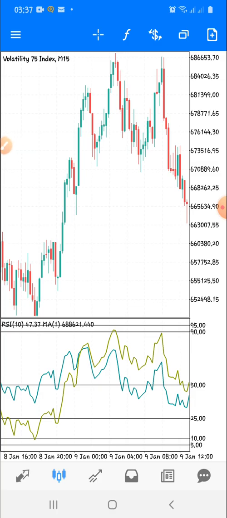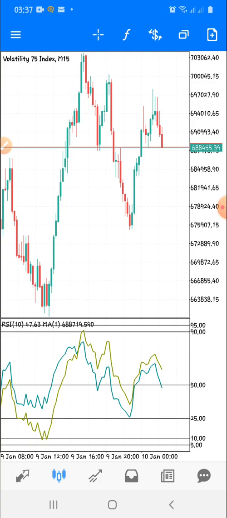Can I repeat this? What you need to observe is whether the RSI is above or below the 50% level. Sometimes when the RSI is pointed upwards, the signal confirms a buy. When it's pointed downwards, the signal confirms a sell.